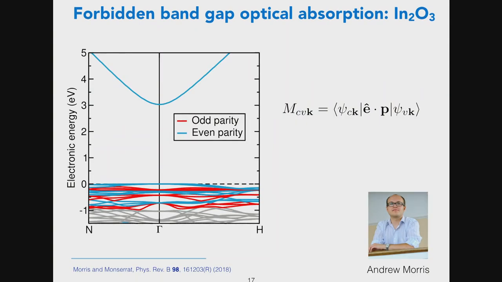But the reason why we're interested in this, and this is work that we did with Andrew Morris, is that if you look a bit more closely at the band gap, which is around the gamma point, you realize the following. Indium oxide has inversion symmetry as one of the symmetry operations of the material. And that means that you can classify the states at the gamma point according to their parity. Now, it turns out that the parity of the conduction band minimum and the valence band maximum is the same in this material. And if we look at the dipole matrix element, if the dipole operator is an odd operator, and therefore it connects two states of the same parity, then this matrix element vanishes. That means that in reality, absorption should only start from lower-lying bands that have opposite parity to the conduction band minimum.